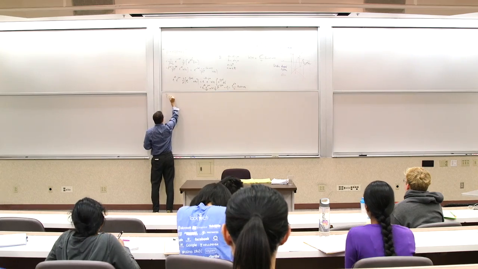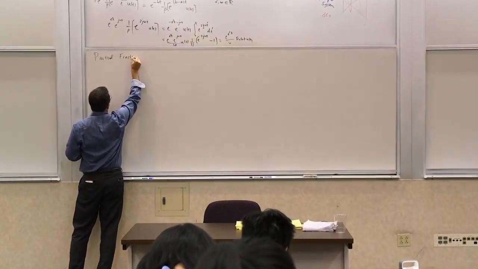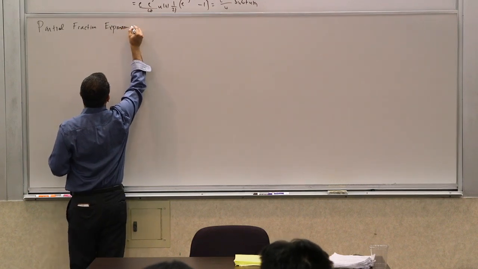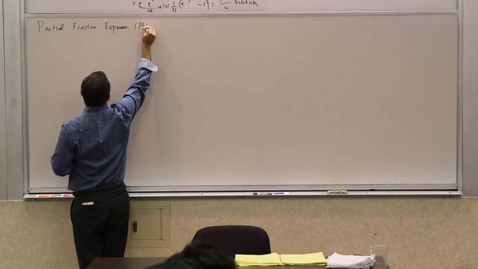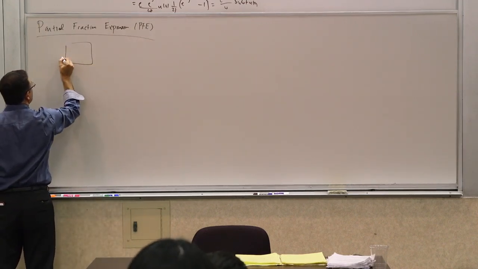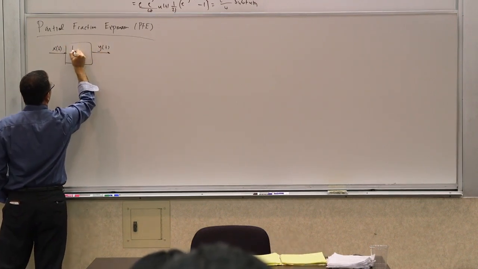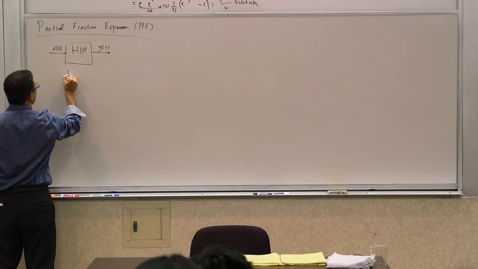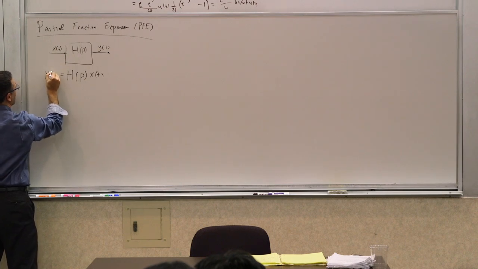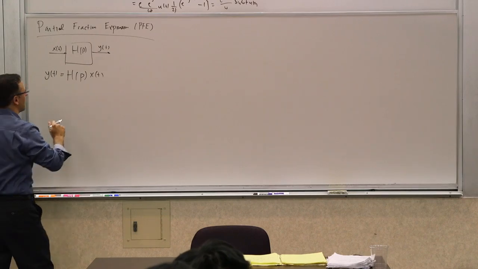So you're talking about partial fraction expansion, PFE, and you're applying it to a system operator. In other words, if you have a system that takes an input x of t and produces the output y of t, it's the h of p that operates on the x of t to produce the y of t. So for different inputs, you can apply this operator and find it.